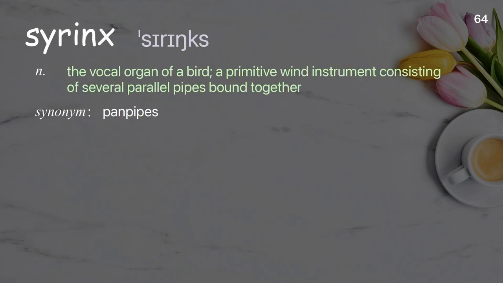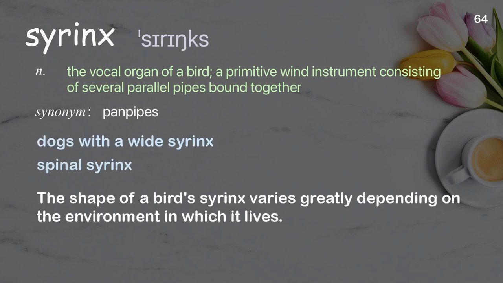Syrinx. The vocal organ of a bird, a primitive wind instrument, consisting of several parallel pipes bound together. Examples: Dogs with a wide syrinx. Spinal syrinx. The shape of a bird's syrinx varies greatly depending on the environment in which it lives.